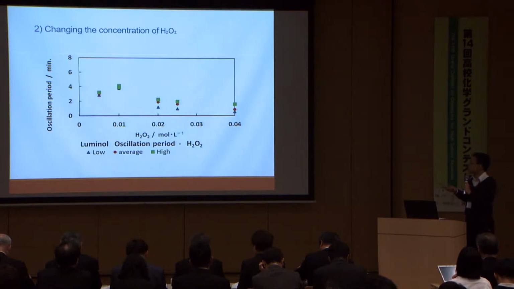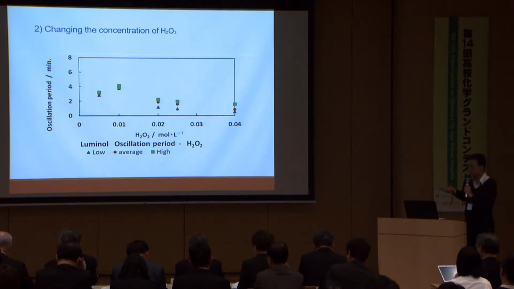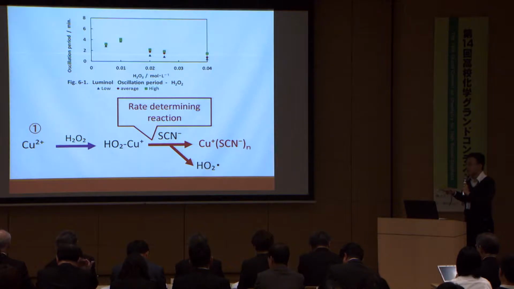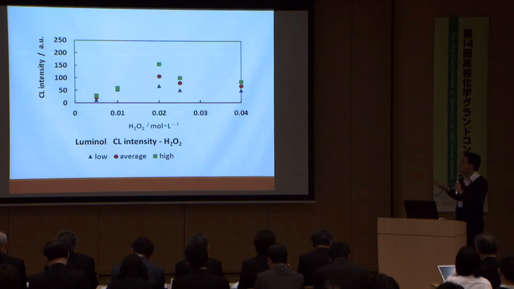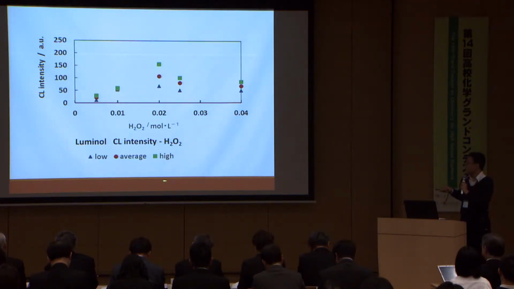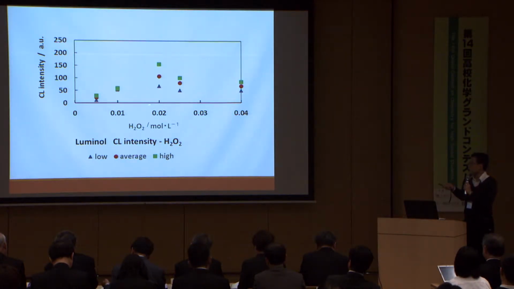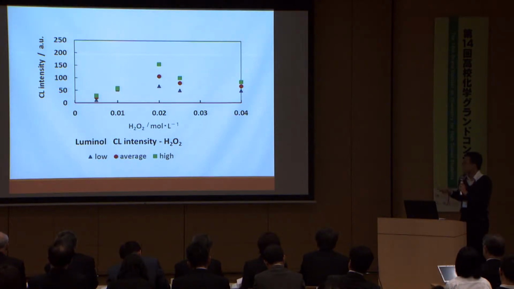Next, we tried changing the concentration of H2O2. As you can see, as the concentration has increased, the oscillation period has decreased. We can explain that by the same reason as I told you about the Cu2+. And the next is the chemiluminescence intensity. In this part, as the concentration increased, the chemiluminescence intensity has decreased. But in this part, as the concentration increases, the intensity also increased.